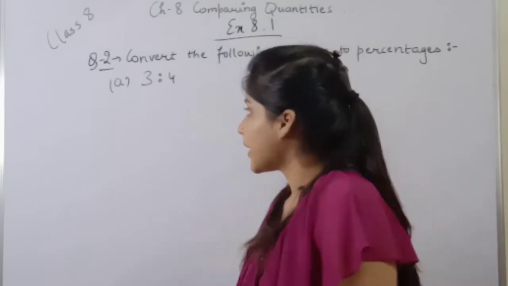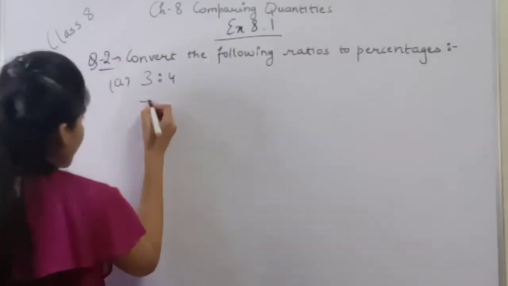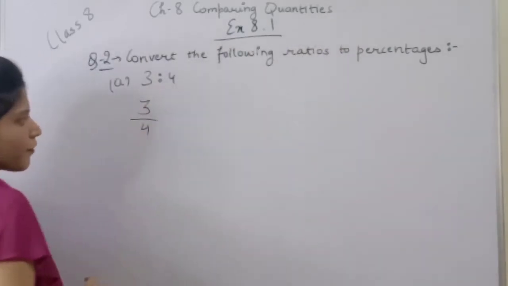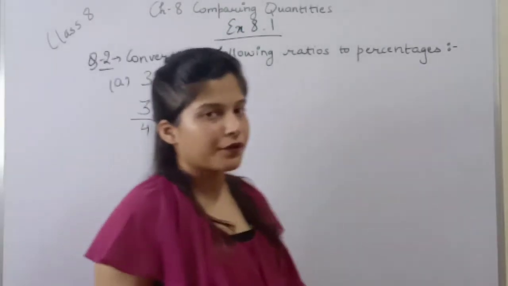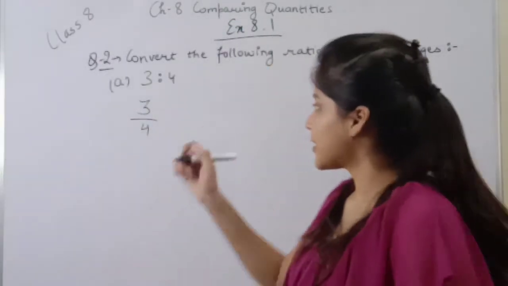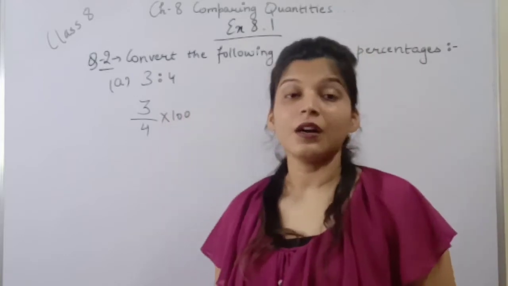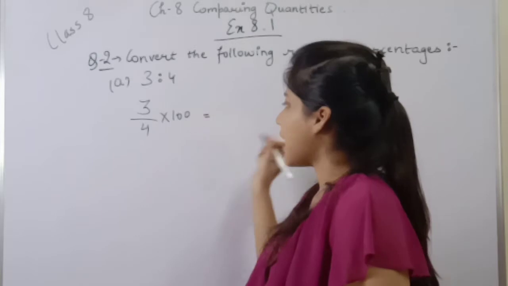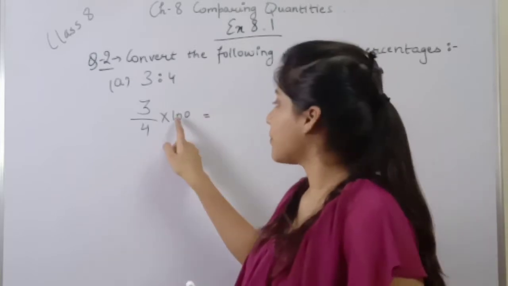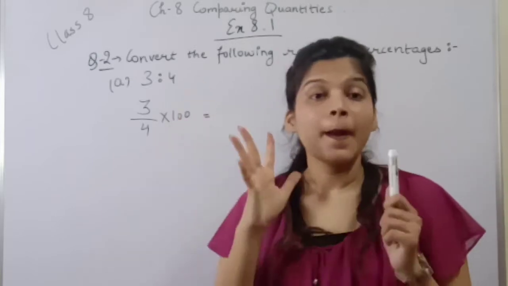Okay, so वही हम करेंगे यहाँ पे. We write the ratio in fraction form. 3:4 means 3/4. This is clear. Now we will multiply this by 100. Why we will multiply? In order to make this a percentage. अब जो हमारे पास आंसर आएगा इसको कट करके that will be the answer in percentage.